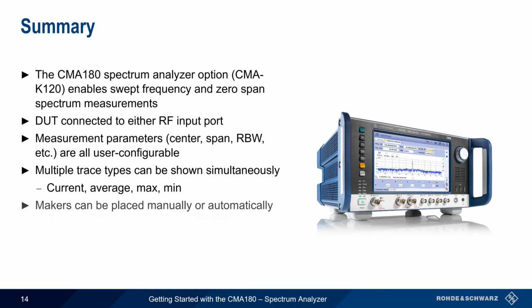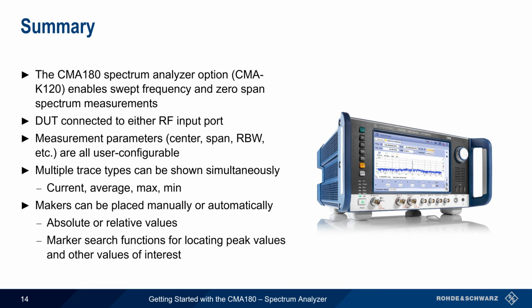The CMA's marker functions can be used to obtain precise numeric values from a trace, and these markers can be placed manually or automatically, both as absolute or as relative markers. And finally, the CMA supports a variety of marker search functions that can be used to locate peak values, etc.